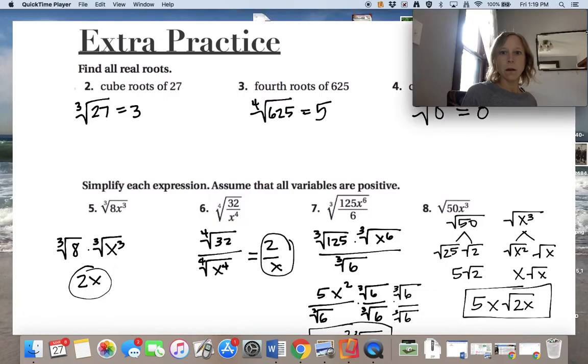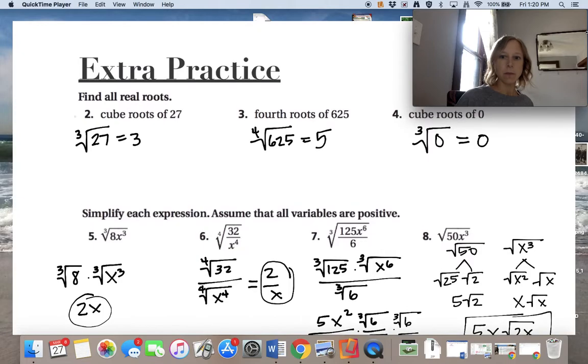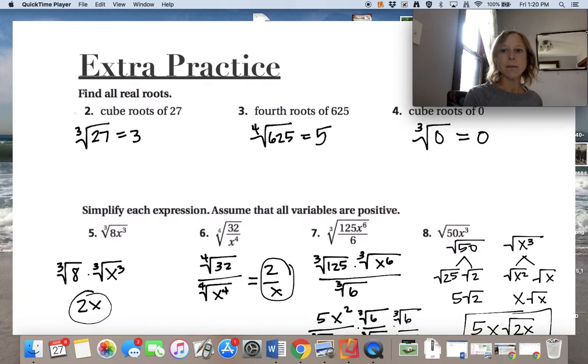Okay, so hopefully you've worked through these practice problems. Let's take a look at them. Number 3, the fourth root of 625 is 5, and the cube root of 0 is 0.